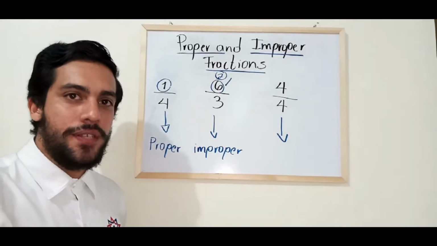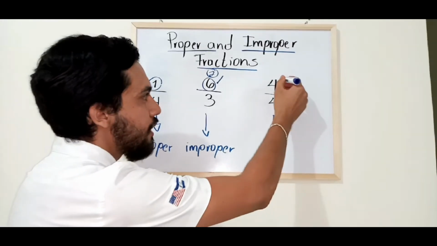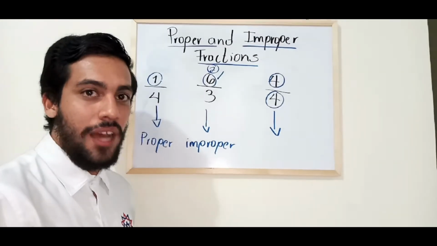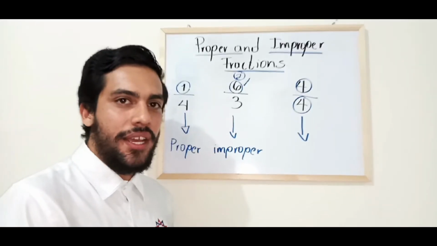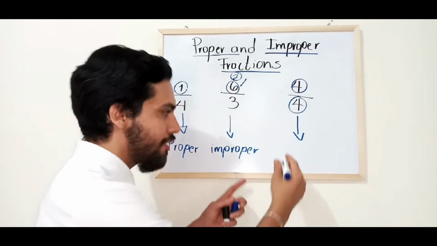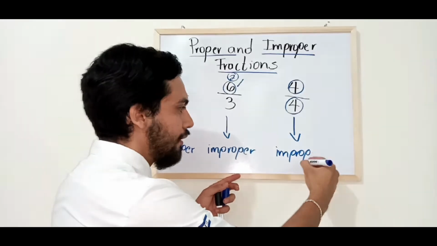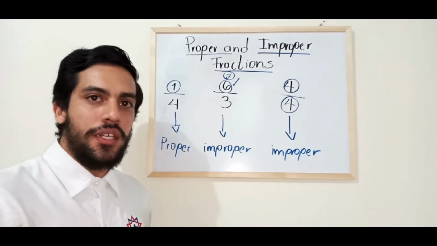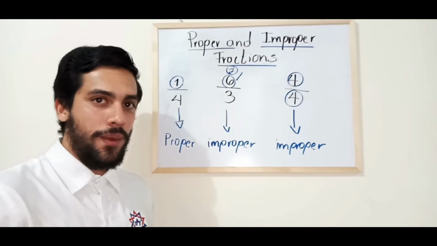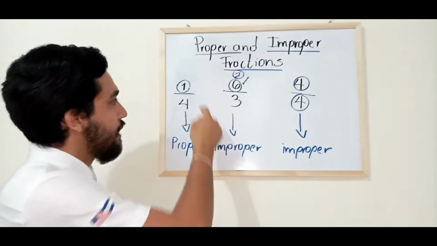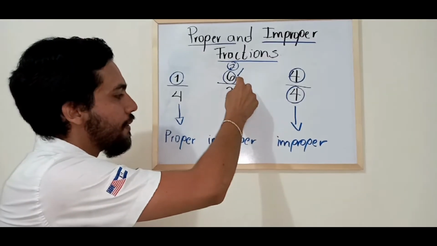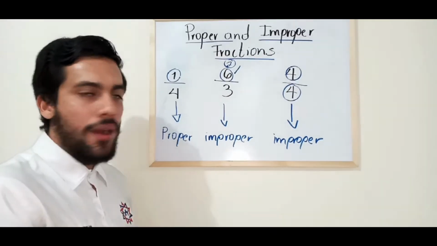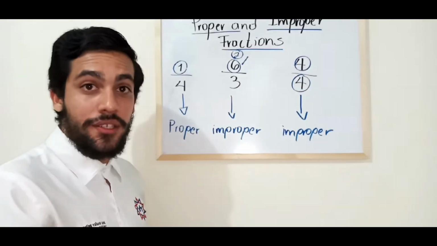Now, let's look at the third example. What can you notice? If you looked at the numbers closely, you will understand that 4 and 4 are the same number, aren't they? Okay, so when that is the case, when the number in the numerator and the number in the denominator are the same, you know what? The fraction will also be improper. Okay? So those are the rules that you're gonna need to identify proper and improper fractions. Like I said, remember, if this number is less than the denominator, it's gonna be proper. If this number is greater than the denominator, it's going to be improper. And when the numbers are the same, the fraction is going to be improper too.